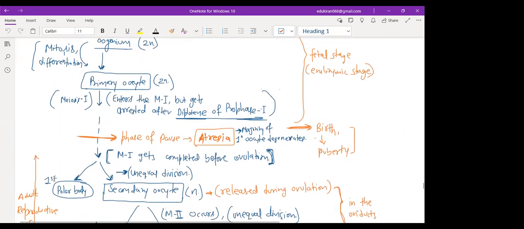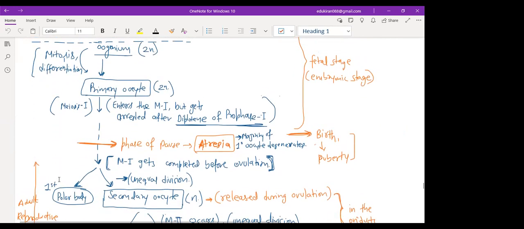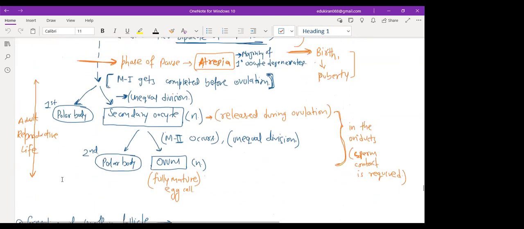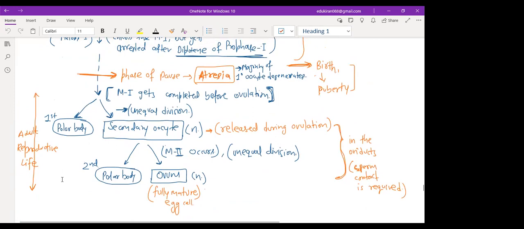After reaching puberty, the primary oocyte divides into two, the first polar body and the secondary oocyte. The polar body degenerates, and the secondary oocyte divides into two, the second polar body and the fully matured ovum. Then the primary oocyte has protective layers called primary follicle, and the primary follicles become secondary follicle, then secondary follicle to tertiary follicle.